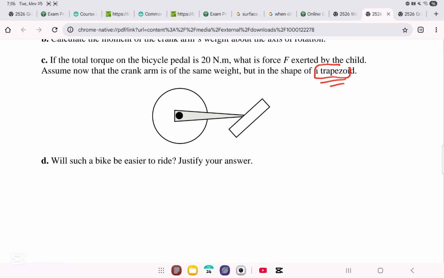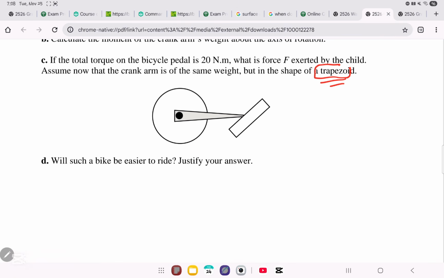So where would my axis be? It would be over here, right? So it's at a shorter distance, right? So because it's at a shorter distance, what would happen to the force? We would require a greater force. So the force will increase, right?